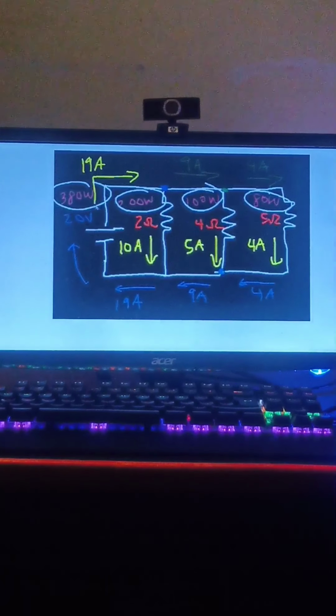So we add the power absorbed in each resistor. We get 200 plus 100 plus 80, which equals 380. So, the same as our supply. Kirchhoff's law again.